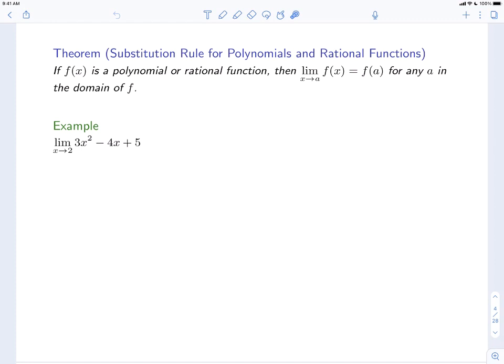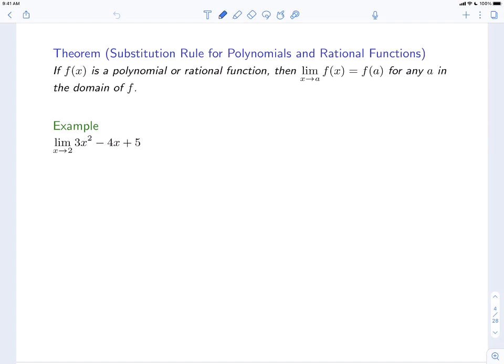A very useful theorem for computing limits is what we call the substitution rule, which works for polynomials and rational functions. If f at x is a polynomial or a rational function, then the limit as x approaches a of f at x is equal to f at a for any a in the domain of f. That is to say, if you want to compute the limit as x approaches a of f at x, you just substitute the value a in for x. That just means we compute f evaluated at a. This works for any a in the domain of f.